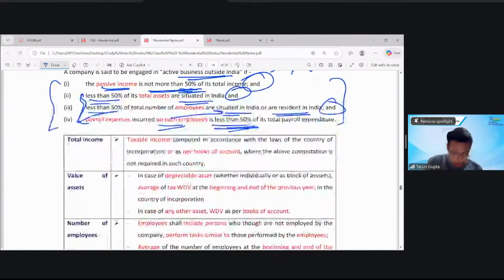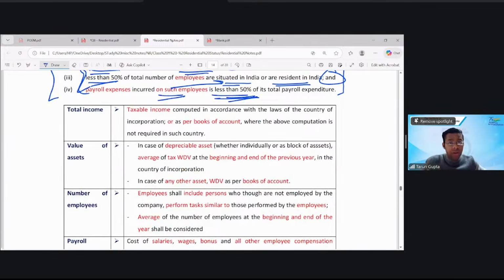Okay. Now let's understand the meaning of this term. What do you mean by total income? I said the passive income should be 50% or less than total income. What do you mean by the total income? Total income means the taxable income in accordance with the law of the country in which the company is incorporated. If we are talking about the Singapore company, then as per Singapore law, whatever the taxable income of that company is, we mean total income.